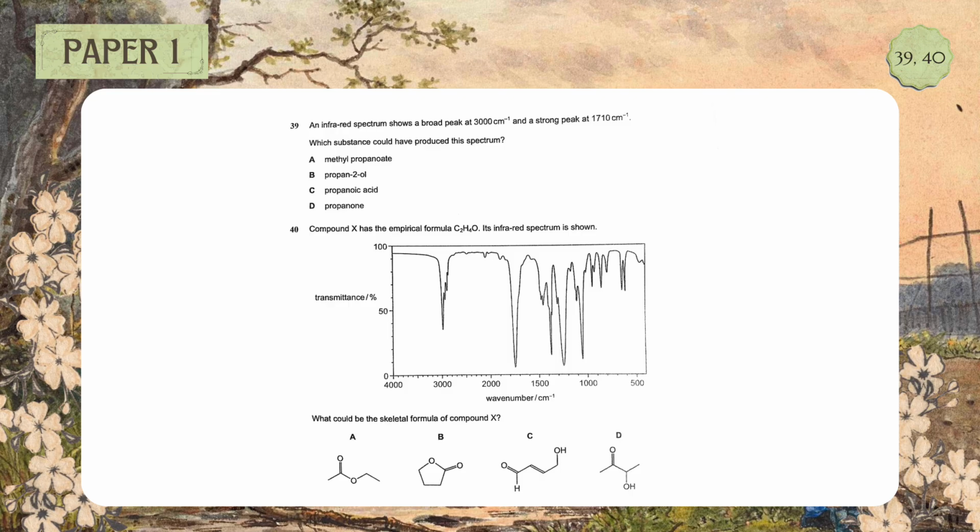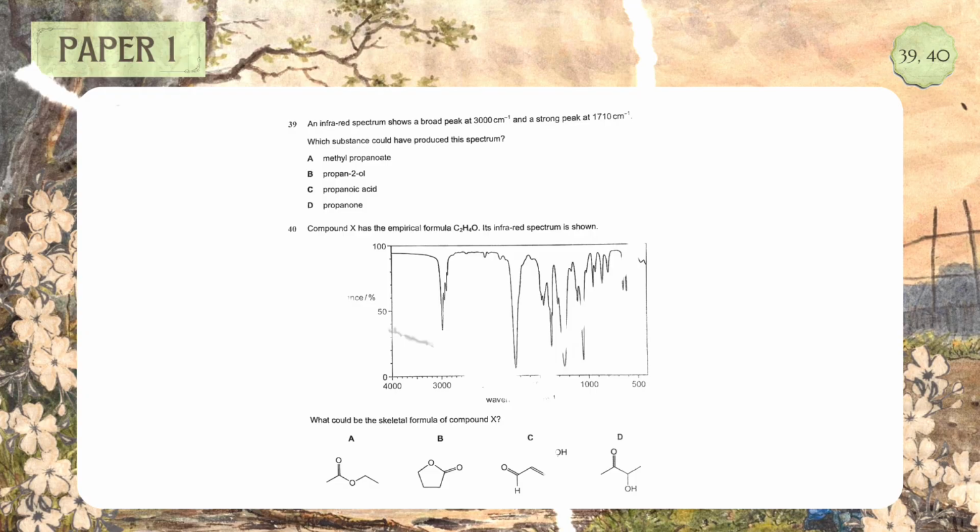Let's check the molecular formulas to match our empirical ratio. Option A has 4 carbons, 8 hydrogens, and 2 oxygens. Simplifying this gives an empirical formula of C2H4O. Option B has 4 carbons, 6 hydrogens, and 2 oxygens, which simplifies to C2H3O. Since option A matches our empirical formula perfectly, A is the correct answer.